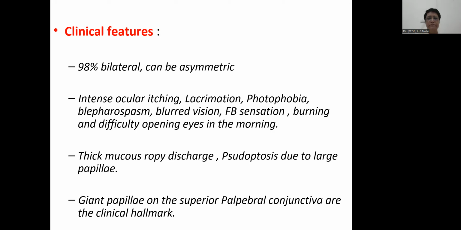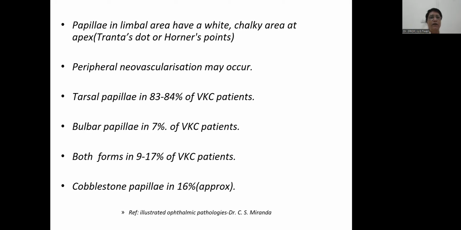There is intense ocular itching, lacrimation, photophobia, blepharospasm, blurred vision, foreign body sensation, burning, and difficulty in opening the eyes. There can be a thick ropey mucus discharge, and ptosis due to the large papillae. The giant papillae form in the superior palpebral conjunctiva, which is the hallmark of diagnosis in these cases. Papillae in the limbal area have a white chalky area at the apex that is known as the Trantas spot or Horner-Trantas spot. Peripheral neovascularization may occur.